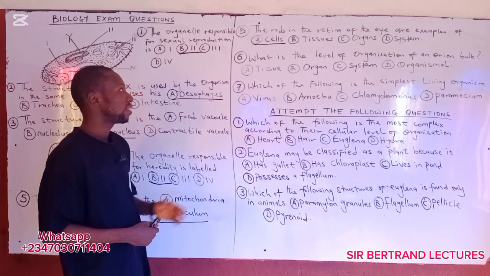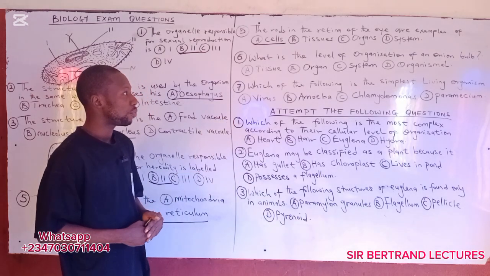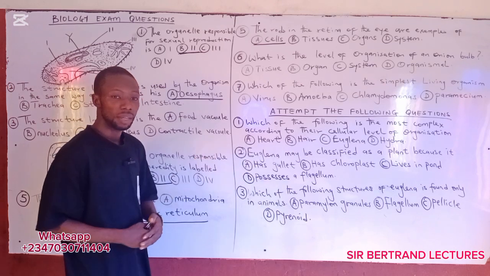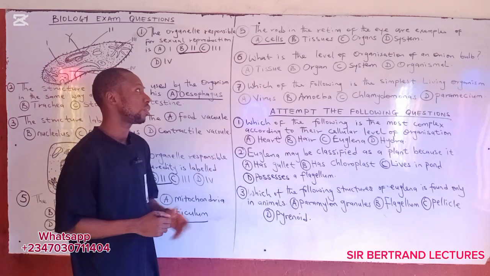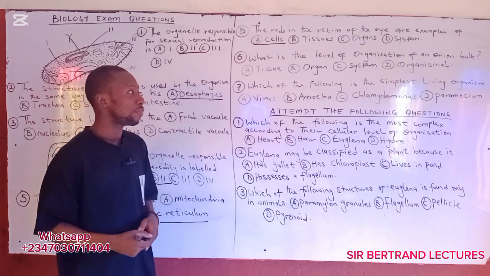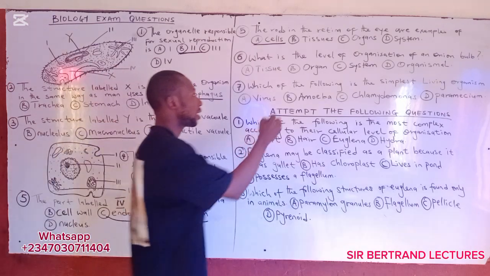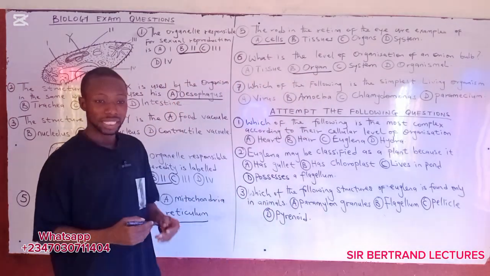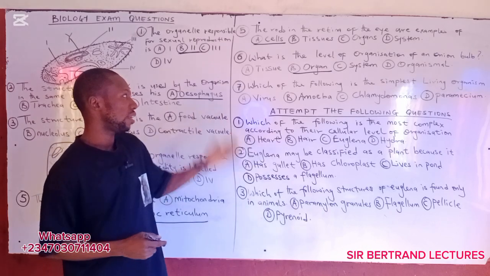Question number 6. What is the level of organization of an onion bulb? It is a popular exam question. The onion bulb is at what level of organization? The answer here is organ. The onion bulb is categorized at the organ level.